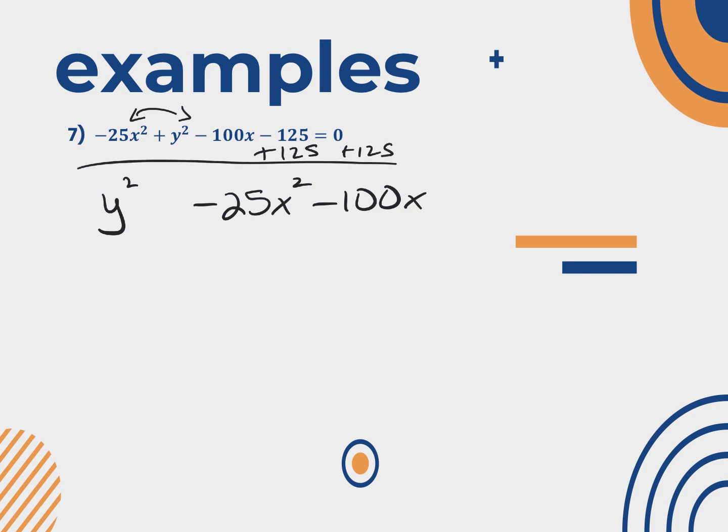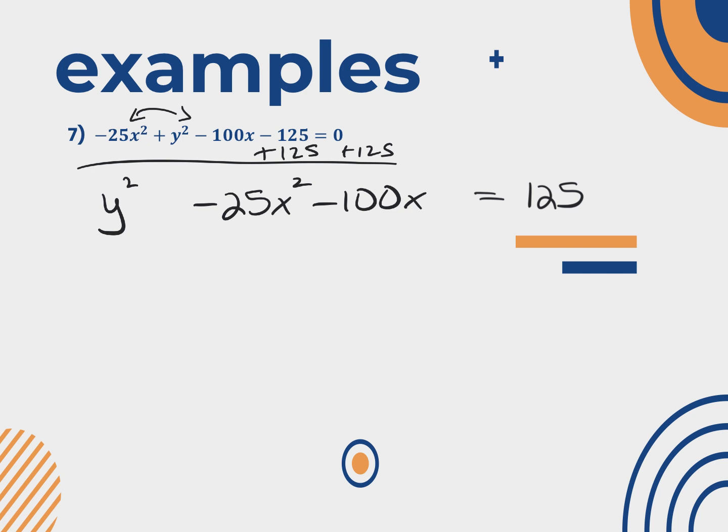Wait, you don't have to divide by negative 1? No, because I switched the places. Because if I divide by negative 1, one of the squared terms is still going to be negative. So you only divide if it's only 1 squared term. Yes. All right, so now I need to complete the square for both.